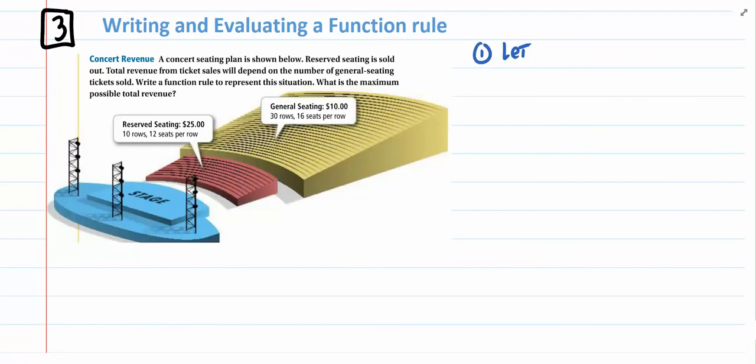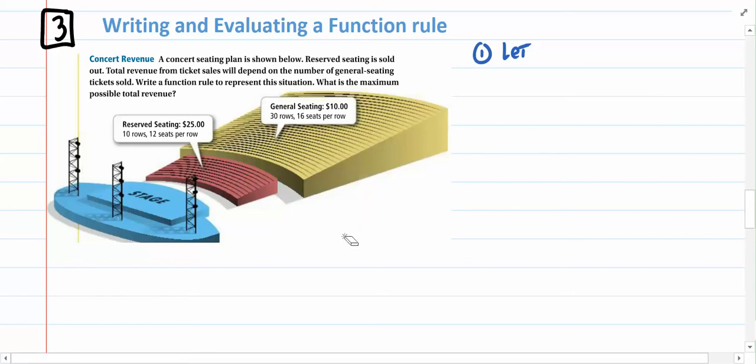Box number 3 is an example. It says writing and evaluating a function rule. Concert revenue. A concert seating plan is shown below. Reserved seating is sold out. That's the part in red here. This is all the reserved seating right there, and it's all sold out. Total revenue from the ticket sales will depend on the number of general seating tickets sold. So the general seating tickets area is over here in this yellow section.